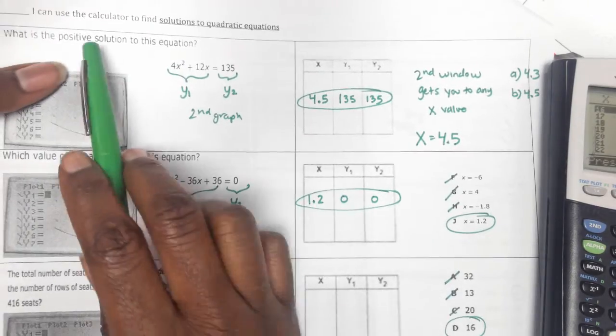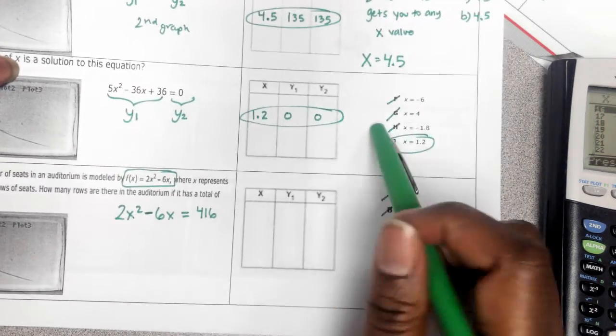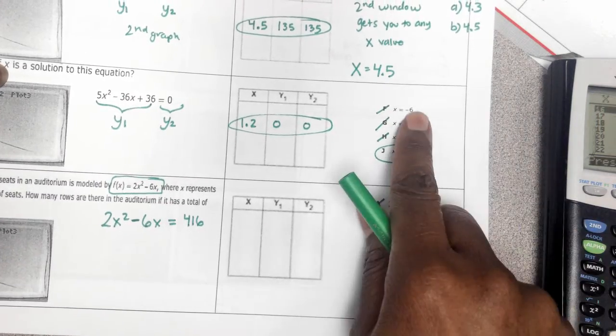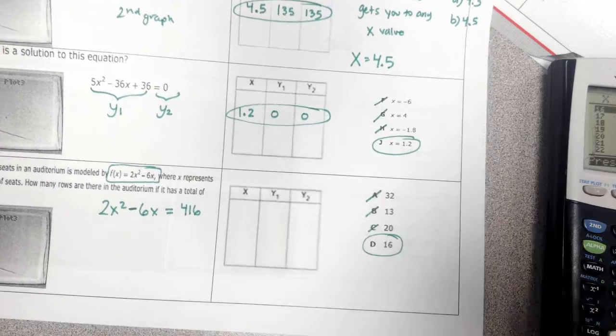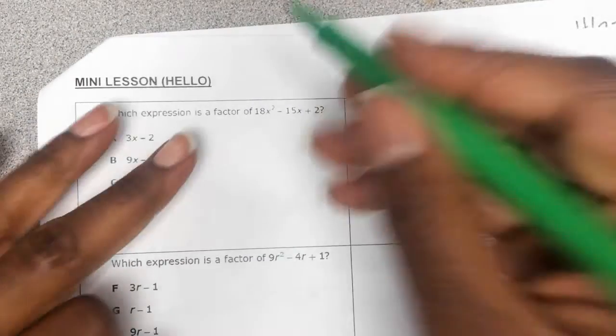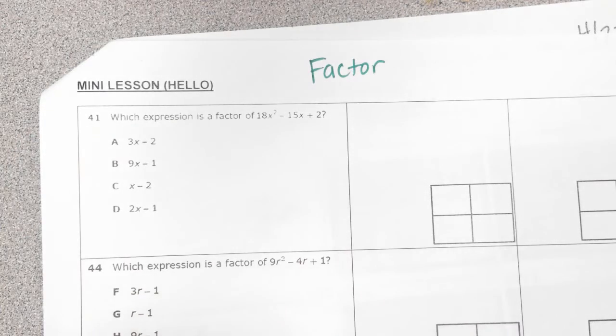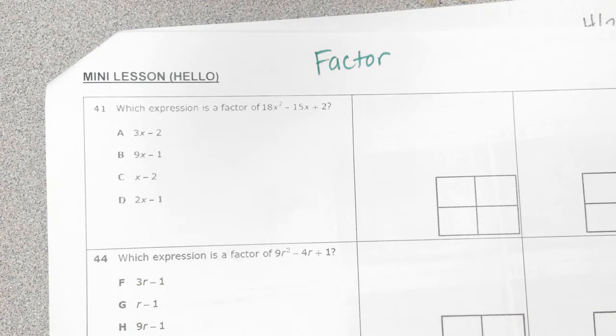Remember, sometimes they'll only ask for the positive solution. Sometimes they'll try to trick you where you'll see that there's a negative 6, but it was a positive 6, so try not to get confused with that. Let's flip it to the last page because this one does require a little bit of extra work, because the key word is which expression is a factor. A lot of people, some people got really good with factoring, some people, factoring was not that good.